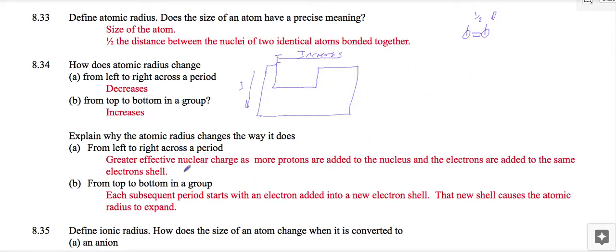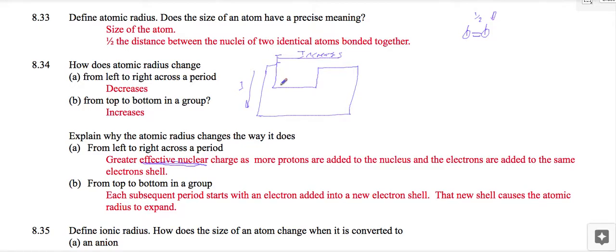It has to do with what's called the effective nuclear charge. The effective nuclear charge is the pull the electrons feel from the nucleus, the relative pull that they feel from the nucleus. So if we go across the periodic table, say from sodium to magnesium to aluminum, we're adding more protons. The nucleus is becoming more positive. At the same time, we're still adding electrons.